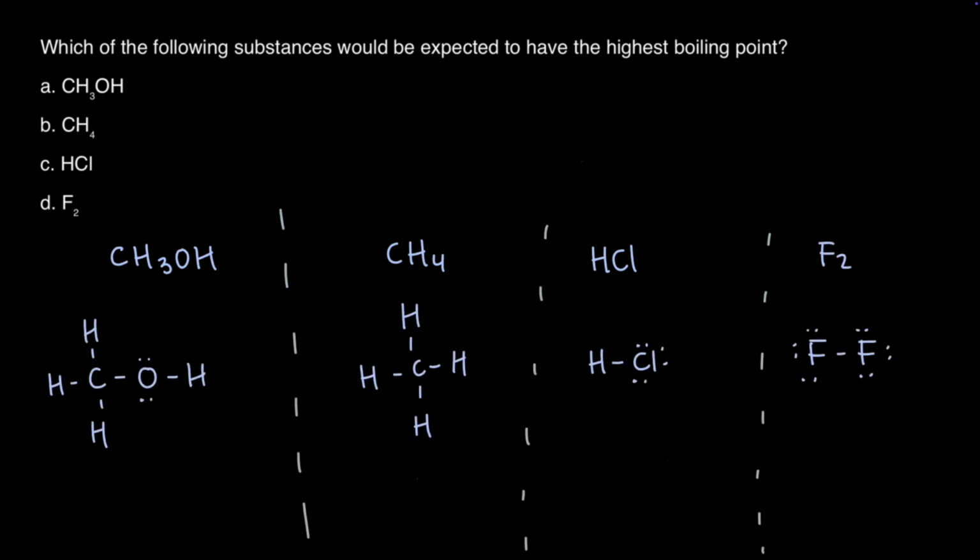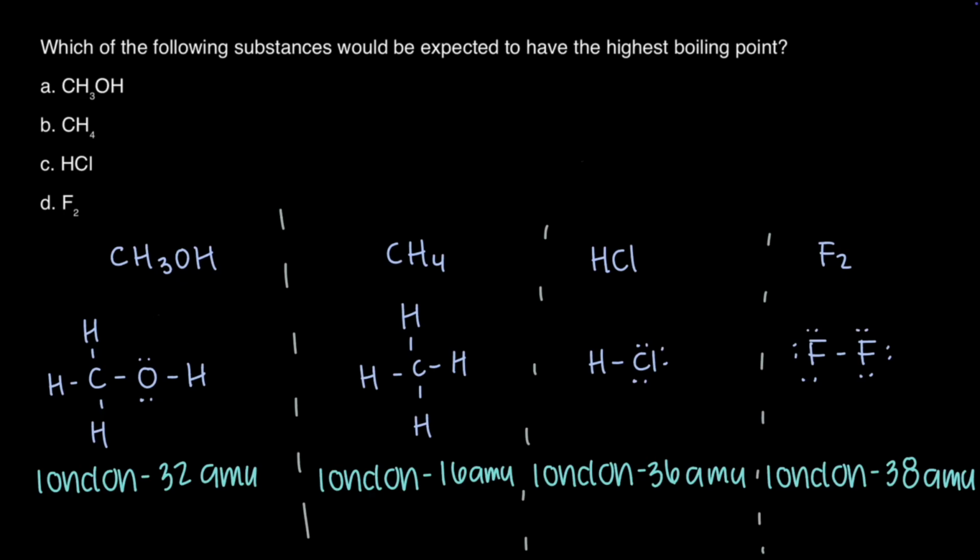Which of the following substances would be expected to have the highest boiling point: CH₃OH, CH4, HCl, or F2? Let's first draw the Lewis structure for each compound and then list all of the intermolecular forces that the compounds have. We need to draw the Lewis structure so we can see if the molecule is polar or nonpolar. If the molecule is polar, it will have dipole-dipole forces. Every molecule will have London dispersion forces, so when we write down this force, also write down the molar mass so we can compare the strengths.